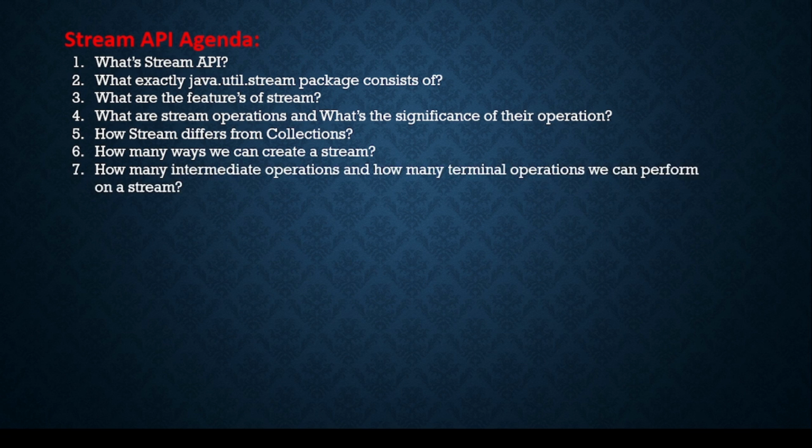Then how many intermediate operations the stream consists of. Whenever we are going to work with a stream, there are many operations. One is terminal operation, another one is intermediate operation. What is terminal operation, what is intermediate operation, and we are going to work with a pipeline. What is a pipeline? Just remember, pipeline is a combination of intermediate operations and terminal operation.